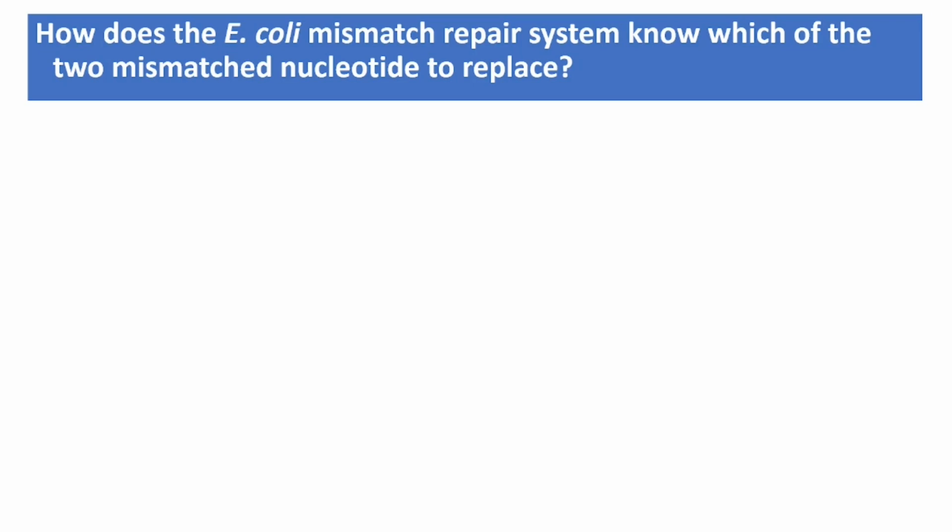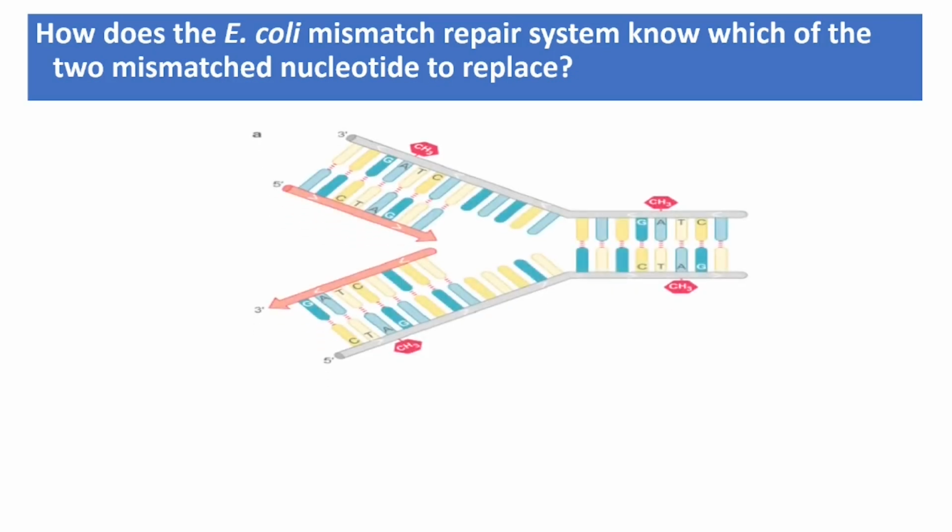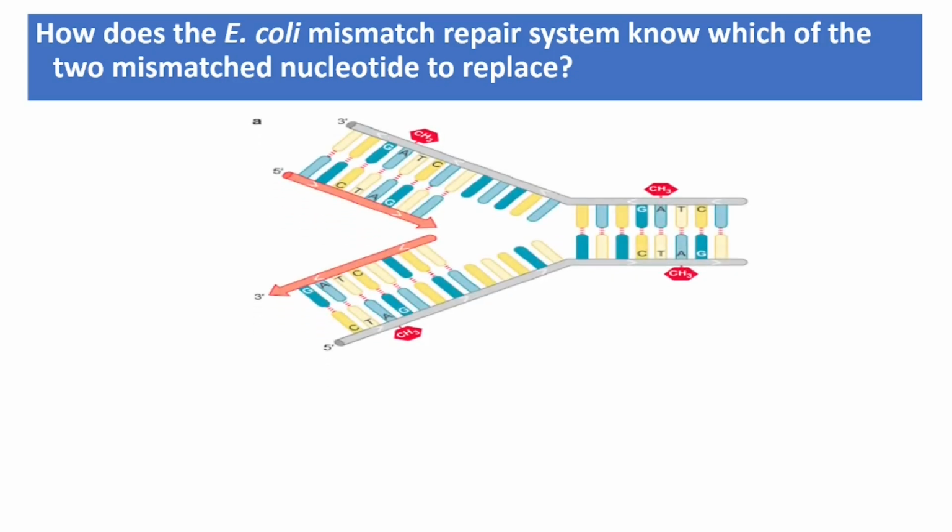How does the E. coli mismatch repair system know which of the two mismatched nucleotides is to be replaced? At least in E. coli, this is not a problem. This is because the E. coli genome contains palindromic GATC sequences every 250 base pairs. The adenines in these GATC sites are methylated. GATC is a palindrome, so the opposite strand also reads GATC in the 5' to 3' direction. This means that a newly synthesized strand across from a methylated GATC is also destined to become methylated.